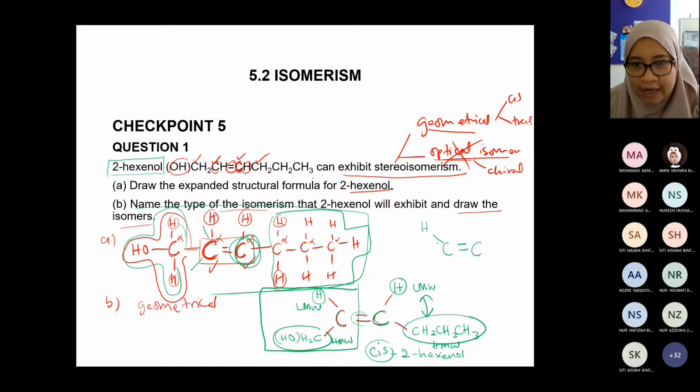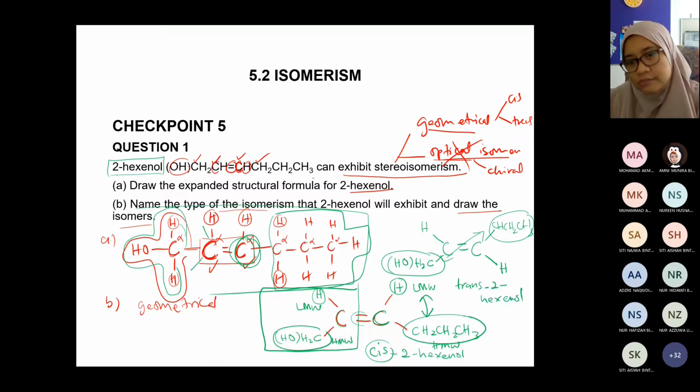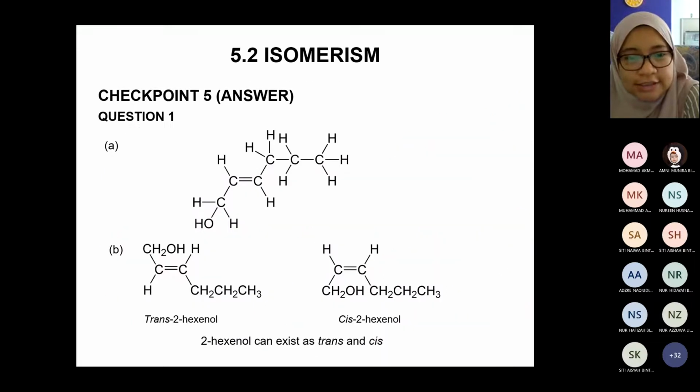Yang ni saya maintain hydrogen. This one tadi CH2OH just now. Okay. Ni pun sama. Maintain dia punya bond tu. Cuma ni tadi turun bawah. Hydrogen turun bawah. Atas tu CH2, CH2, CH3. Okay. So ni dengan this one kan. High molecular weight. So it is trans. Trans 2-hexenol. Okay. So you dapatlah bentuk macam yang kita dah buat in previous slide just now. Okay. Ada question please ask. So these are the answer for A and B.